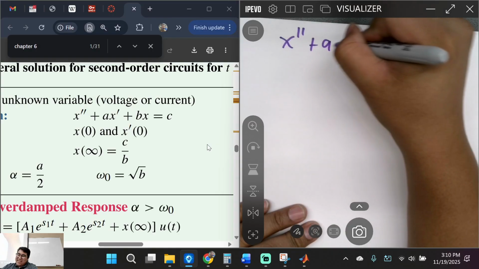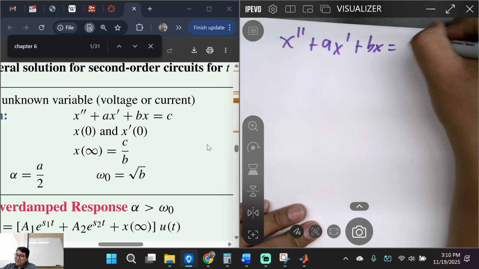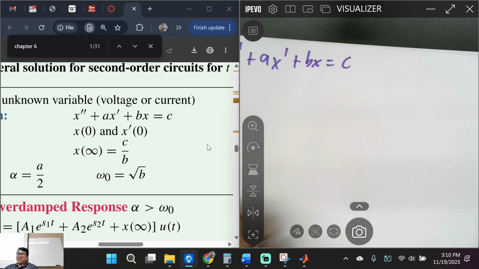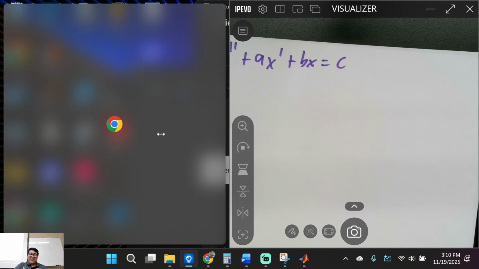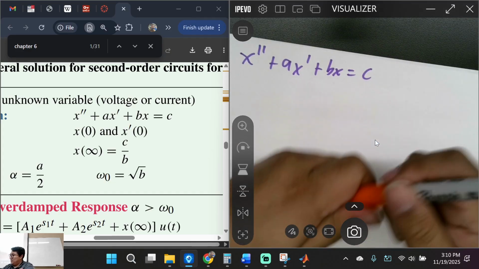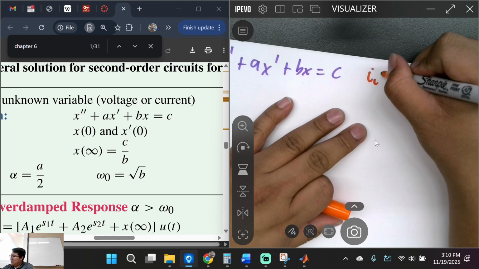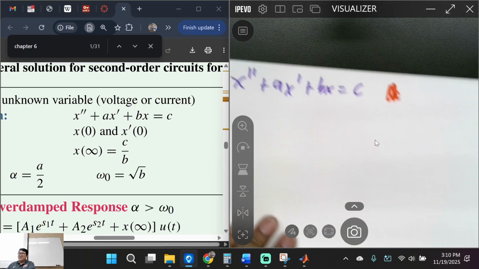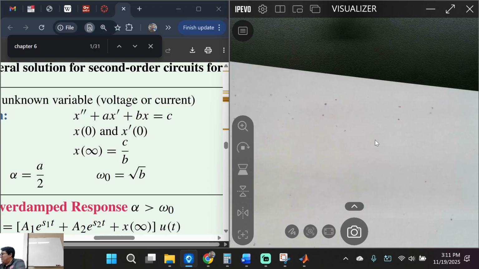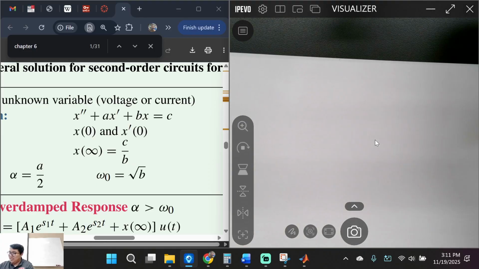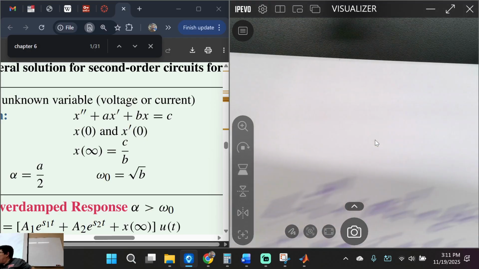x'' plus Ax' plus Bx is equal to C, right? Okay, that's some general equation, but let me write what we're going to eventually solve. I'm going to write it in orange. We'll save that for later because we need to get stuff done. I need to write this equation in terms of voltage because that's what I want. So let's see. You guys messed up like me.